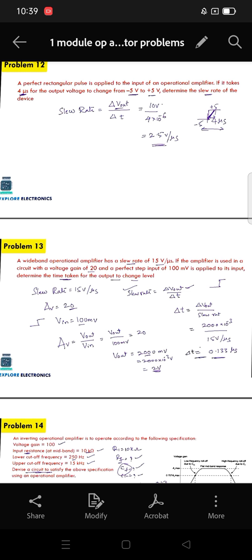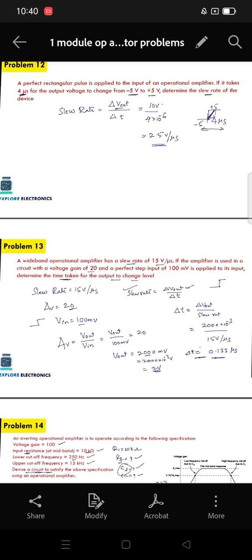A wideband operational amplifier has a slew rate of 15 volt per microsecond. If the amplifier is used in a circuit with a voltage gain of 20 and a perfect step input of 100 millivolt is applied to its input, determine the time taken for the output to change level.